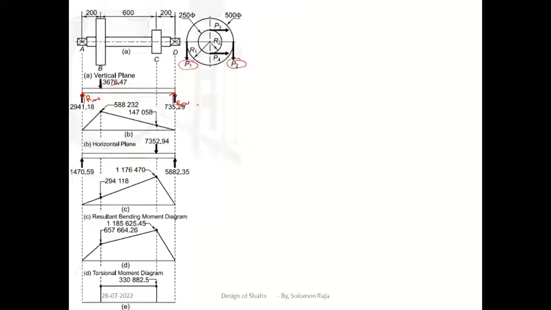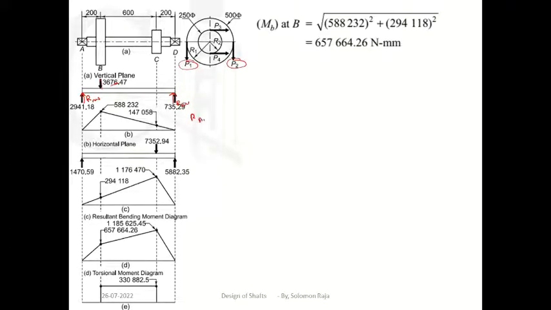So I can write like this: RAV plus RDV equal to downward force 3000. Sum of upward forces equal to sum of downward forces. Two forces acting in upward direction, RAV and RDV, will be equal to one force which is acting in downward direction.